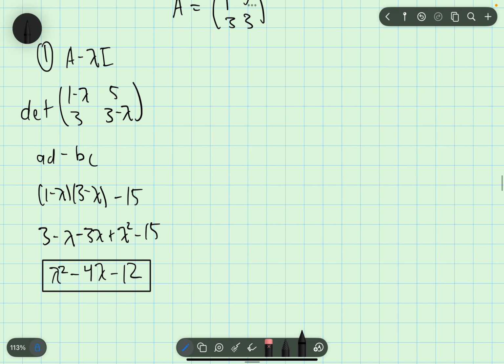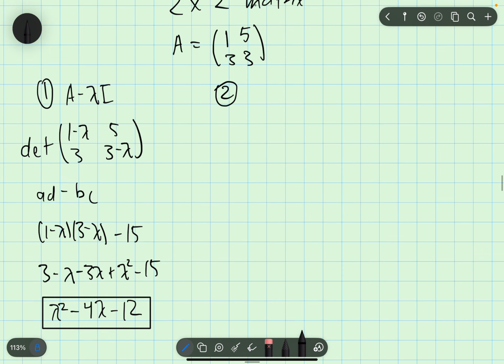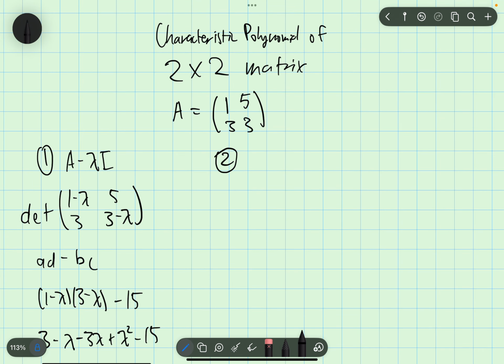However, a faster way that you could do this would be to use a shortcut. Method 2. Basically the shortcut says that if you have a 2 by 2 matrix, the characteristic polynomial of A is always going to be equal to lambda squared minus the trace of A lambda, and then plus the determinant of A.